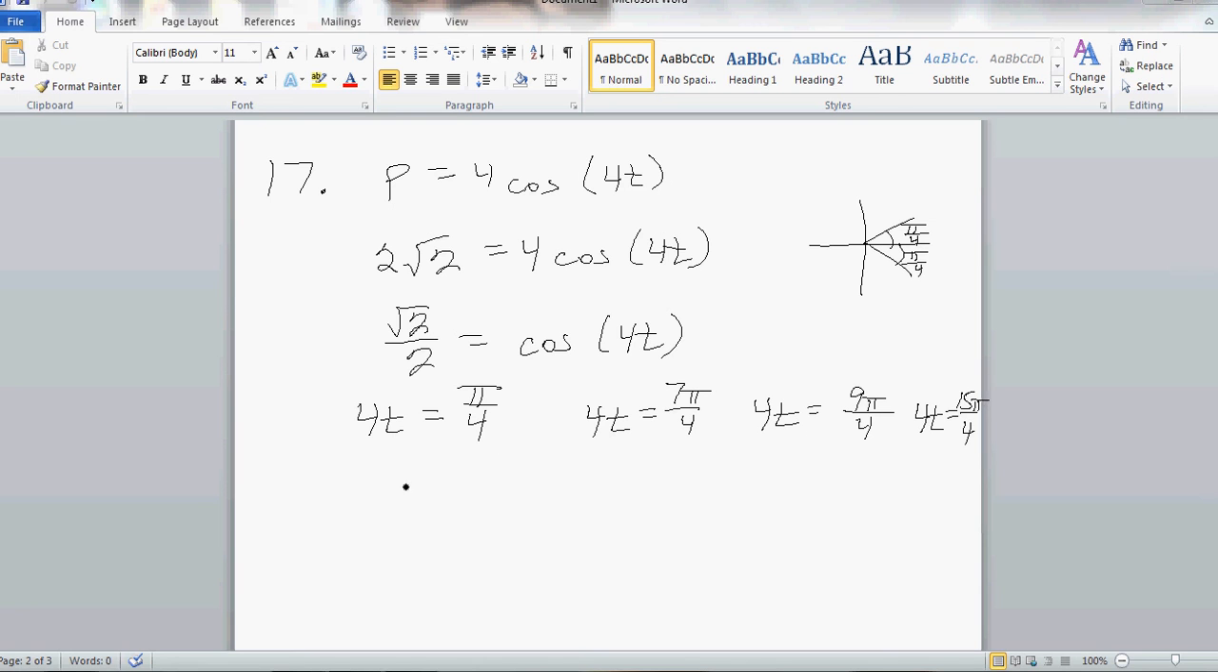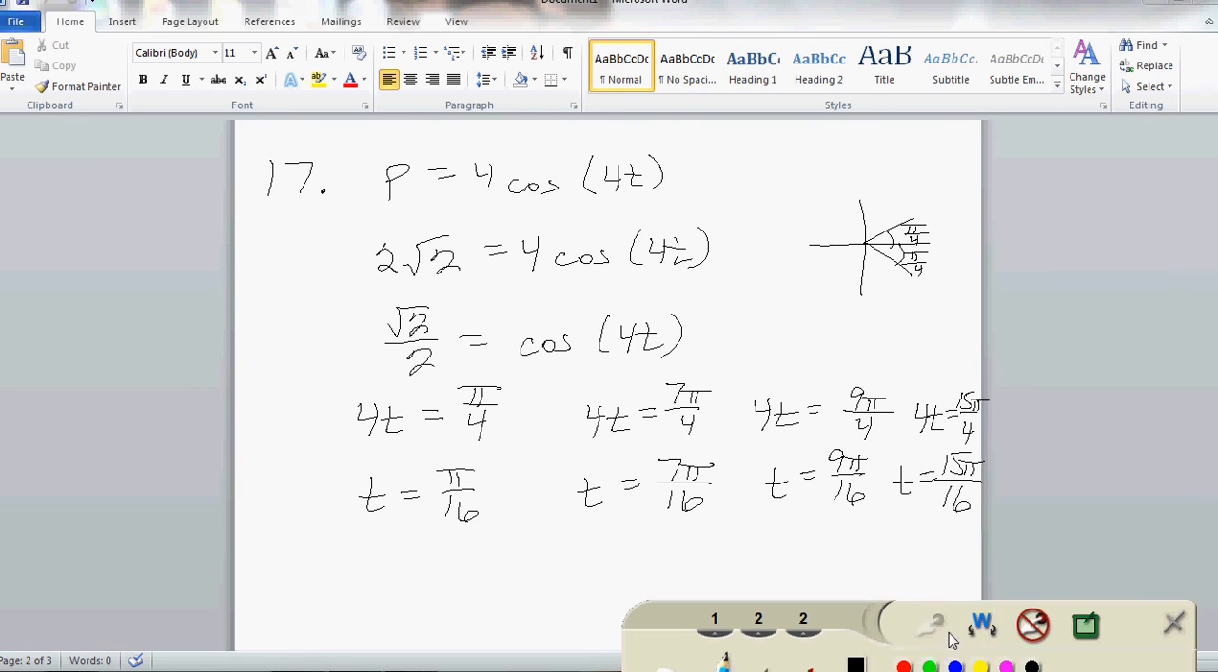And then divide everything through by 4, so that t might equal pi over 16. T might equal 7 pi over 16. T might equal 9 pi over 16. Or finally, t might equal 15 pi over 16. And just to make sure we've done this exactly as we needed to, 15 pi over 16 is still less than pi. And so there are the 4 possible answers that we needed to find.